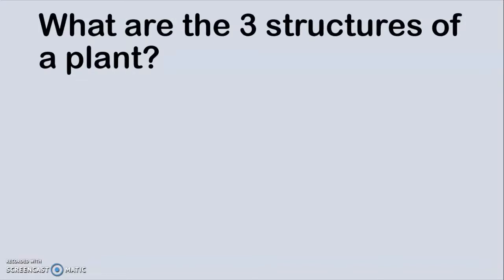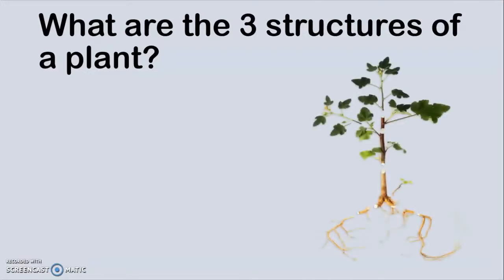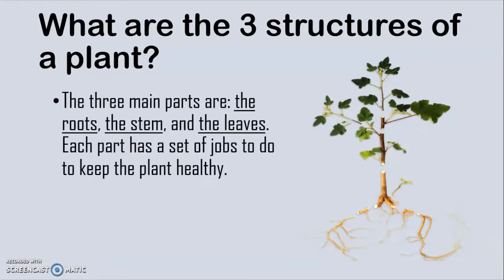What are the three structures of a plant? Look at the picture now. So, the three main parts are the root, the stem, and the leaves. Each part has a set of jobs to do to keep the plant healthy. So it's very important because each part has a set of jobs to do to keep the plant healthy.